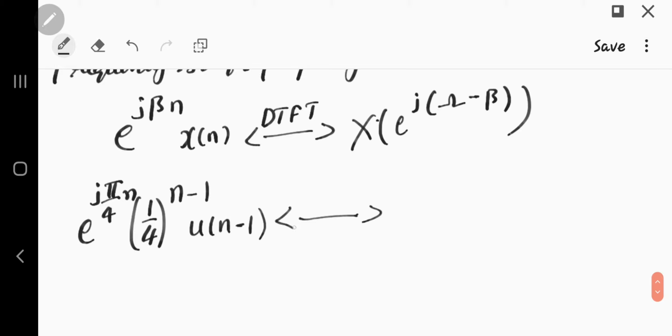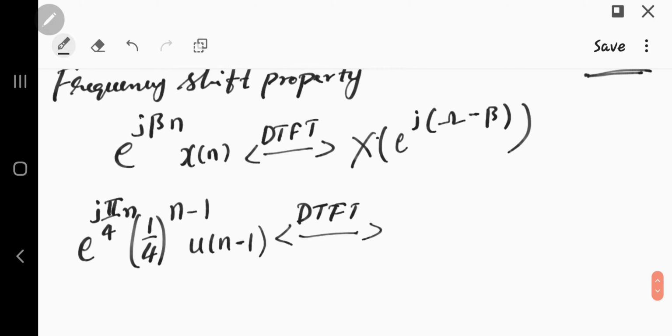So this can be written as X(e^jω) shifted: you observe this, it is X(e^j(ω−β)). That means whatever you have X(e^jω), there you have to perform the shift where the shifting factor is β. Here in place of β we have π/4. So X(e^j(ω−π/4)).